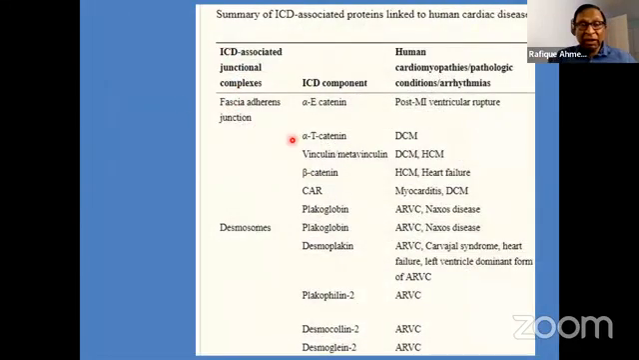Look at this. This one is important, plakoglobin. Plakoglobin is this one.